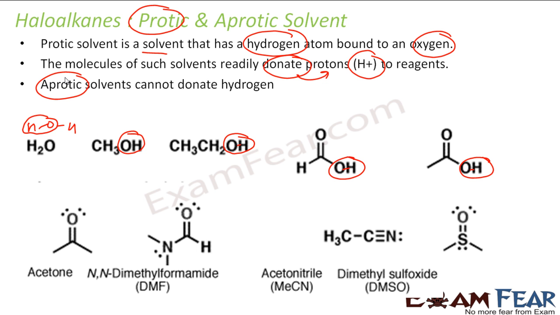And aprotic solvents are those that cannot donate hydrogen. For example, if you see acetone, it doesn't have any OH bond. It cannot donate hydrogen. If you see DMF, dimethyl formamide, this also does not have any OH bond, right? There is a CH bond, there's a hydrogen in this, but there is no OH bond. So it cannot donate hydrogen. There can be other examples. For example, this is acetonitrile, and this is dimethyl sulfoxide. All these are aprotic solvents.